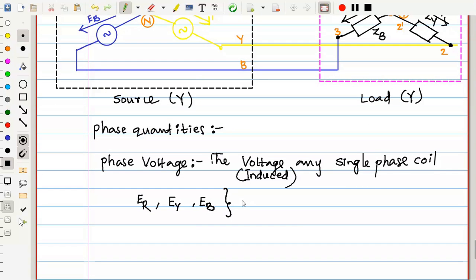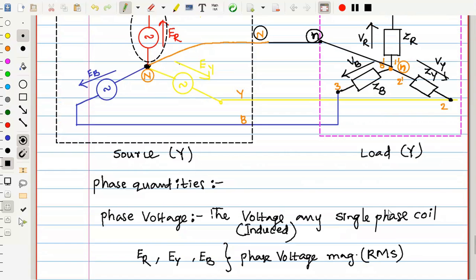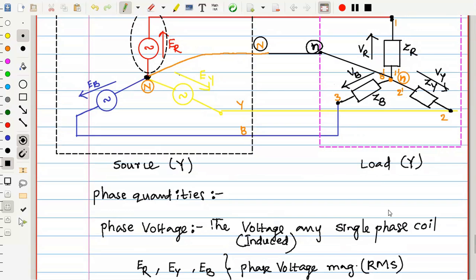So these are the phase voltage magnitudes. Remember that these are not phasors. These are only voltage magnitudes, and you should understand that these are RMS values. It is understood by default. The capital case letters are mostly RMS values, which are steady state in nature, constant.